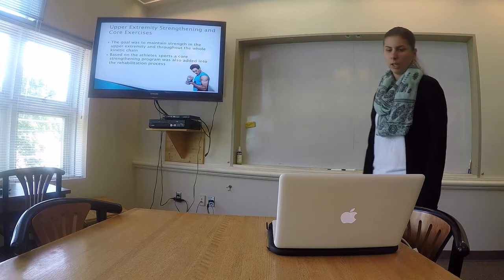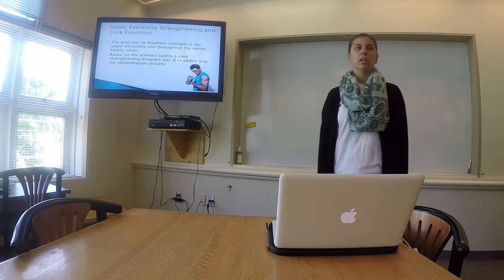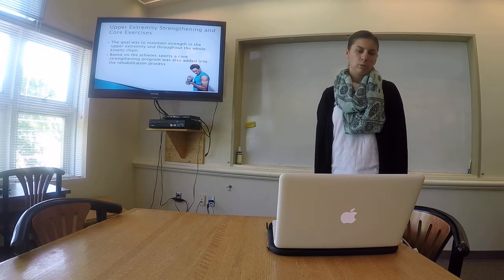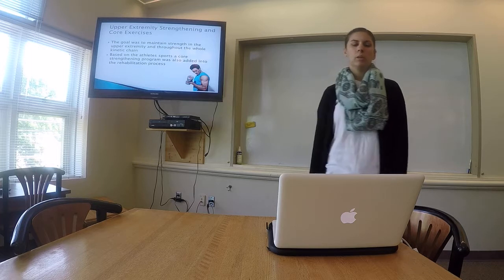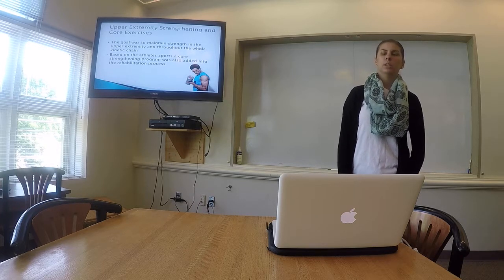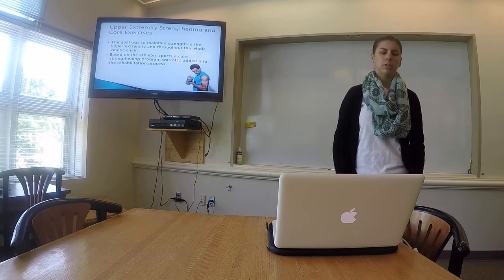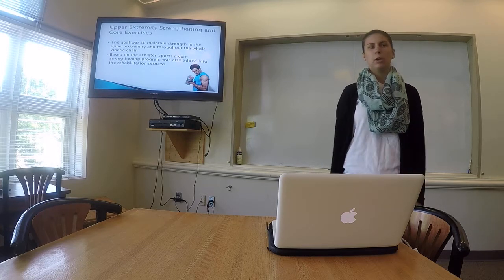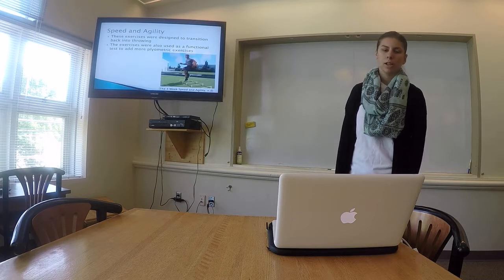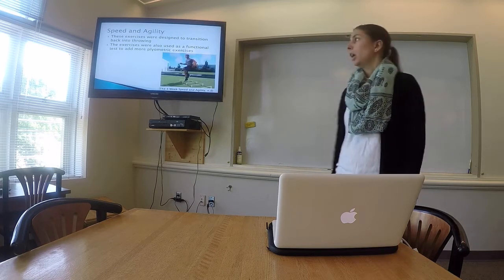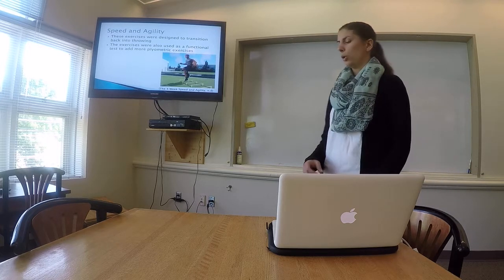For the upper extremity and core exercises, the goal is to maintain strength in the upper extremity and throughout the whole kinetic chain. Based on the athlete's sport, the core strengthening program was also added to the rehabilitation process. With throwing the javelin, it's really important for them to have good core strength because that's where most of their power comes from. And then speed and agility exercises were also added. They're actually really important with the javelin approach.